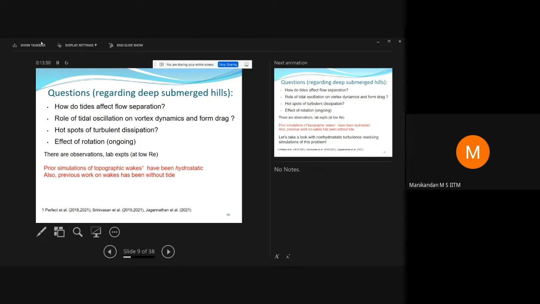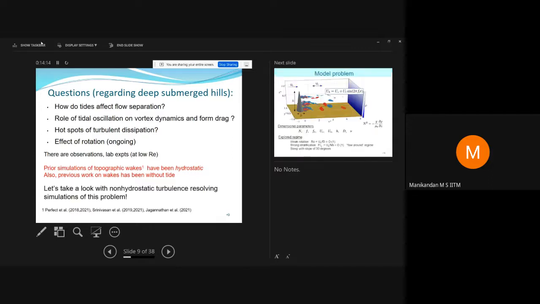The effect of rotation is ongoing. I'll talk a little bit about it towards the end. There are observations and lab experiments at low Froude number. And there have also been observations of topographic wakes. For the most part, they have been hydrostatic. And also, most of the previous work on wakes has been without tides. So we've been looking at this problem using so-called non-hydrostatic turbulence-resolving simulations.